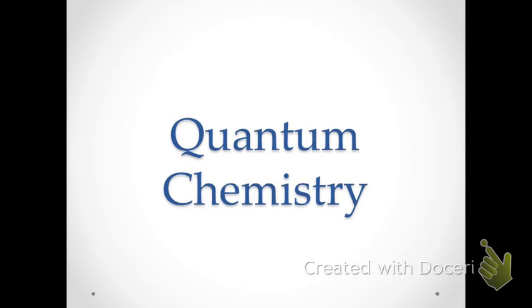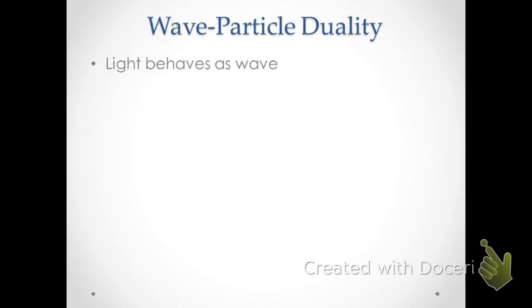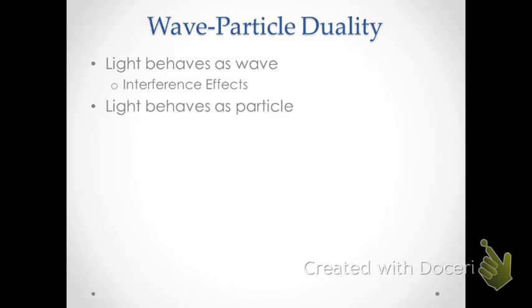In this video, we will discuss the concept of wave-particle duality in more depth. Let's quickly review what we've learned about the behavior of light so far in the past two videos. First, we know that light behaves as a wave. It shows interference effects, which is characteristic of all waves. But we also know that light can behave as a particle.